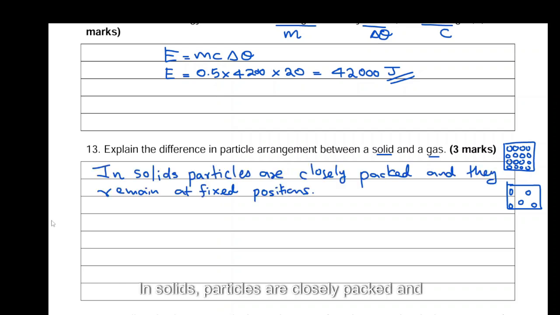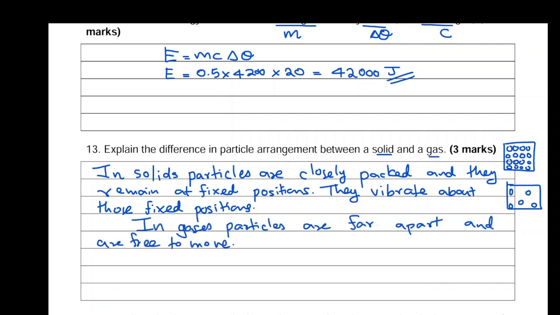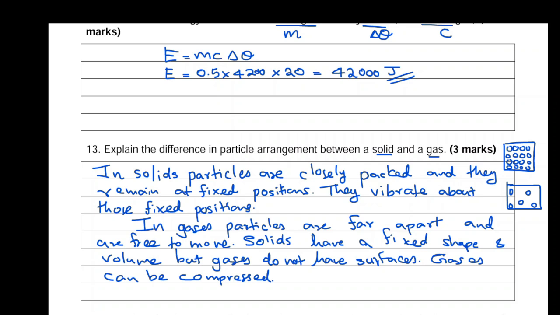In solids, particles are closely packed and they remain at fixed positions. They vibrate about those fixed positions. In gases, particles are far apart and are free to move. Solids have a fixed shape and volume. But gases do not have surfaces. So you can't really talk about the shape of a gas like we talk about the shape of a solid, because gases do not have surfaces and gases can be compressed. I think that's more than enough. You only need 3 points really. This is a little bit too much, but these are some of the things you can write.